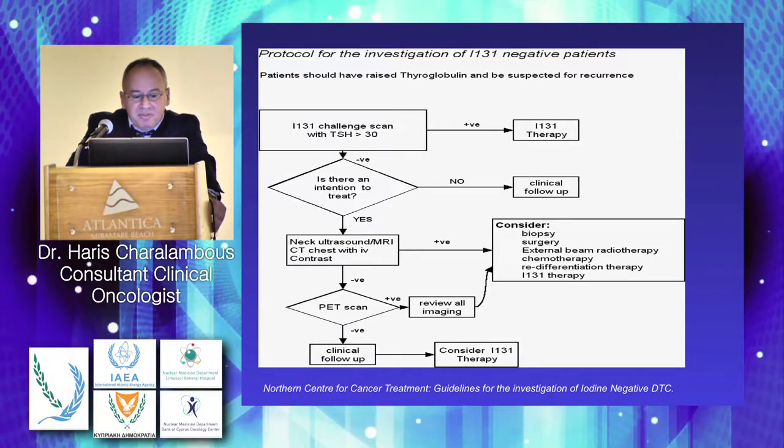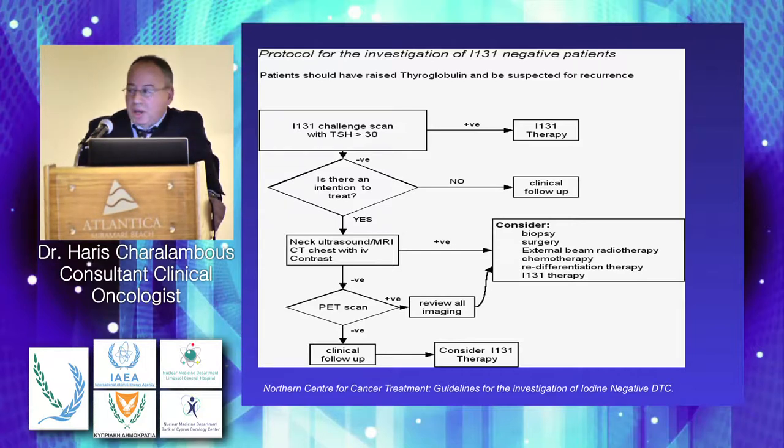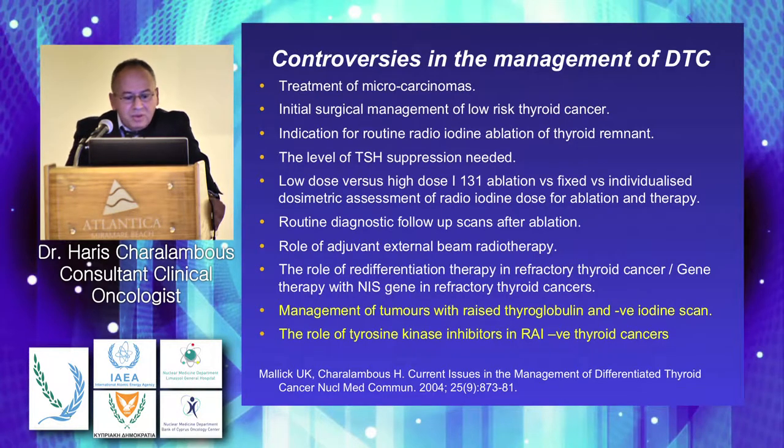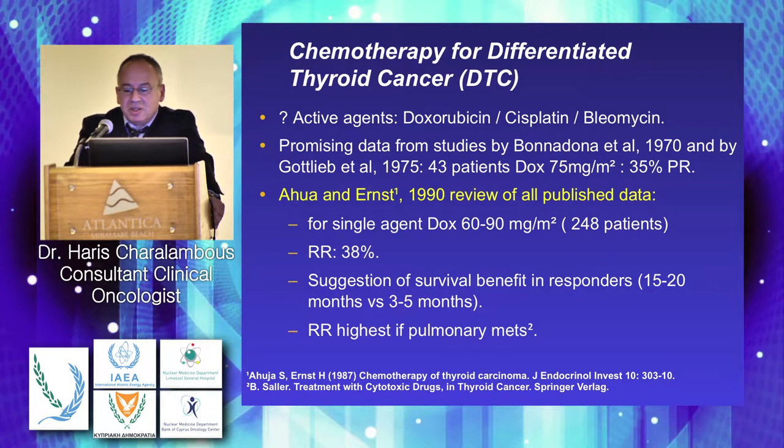If there is an intention to treat them, we'll do conventional staging of the neck, chest, etc., and then we'll do a PET scan, review all the imaging, and consider the various options like surgery or external beam radiotherapy. At that time we also had a chemotherapy trial. Those are the things we were involved in back then. So let me go briefly over chemo.